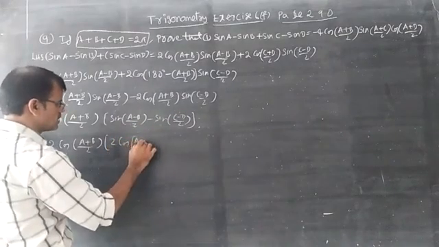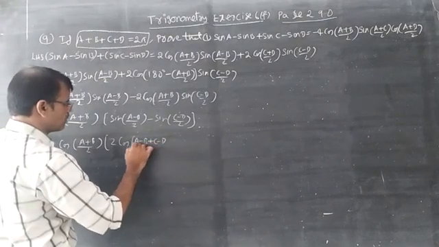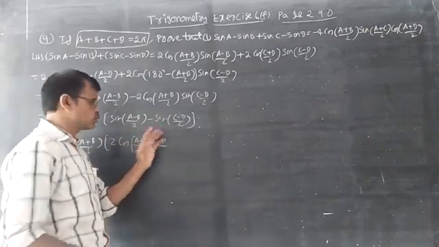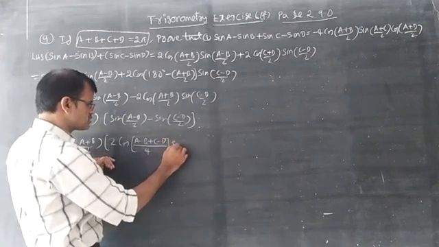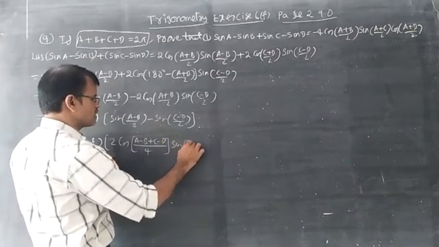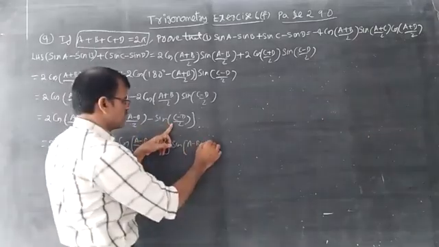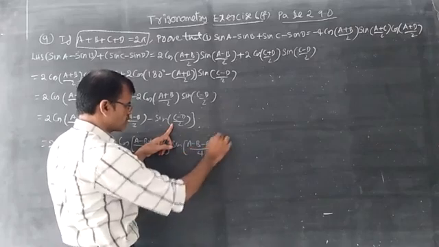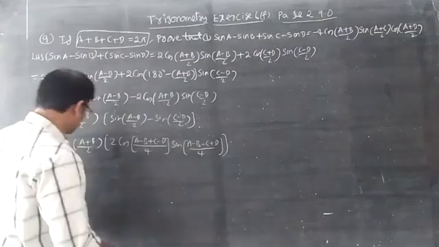So write like this: a minus b plus c minus d whole by 4, because (a minus b by 2 plus c minus d by 2) whole by 2 becomes a minus b plus c minus d by 4, into sine of this, which is minus cos of a minus b minus c, and minus of minus becomes plus. b by 4 you can write, because a minus b minus c minus d by 2 whole by 2.